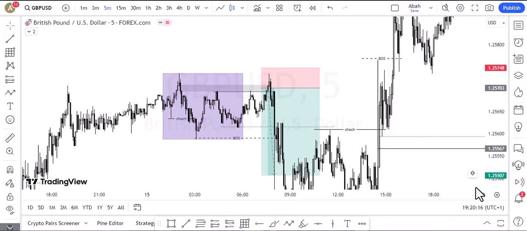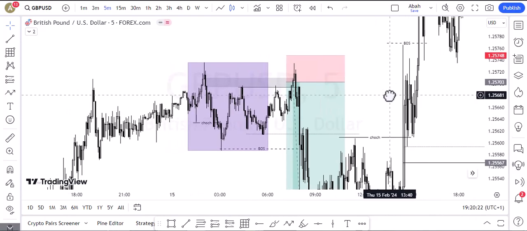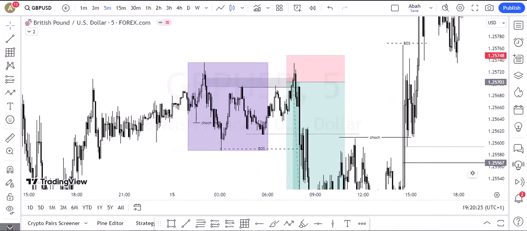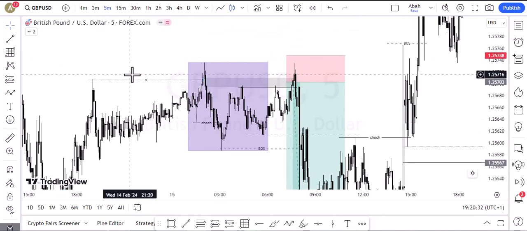Yeah, the 16th, this is the 16th of February 2024, and this is the trade. As you can see, we have our sweep of liquidity. I cut it out so you wouldn't have actually seen it. So this is the sweep of liquidity.